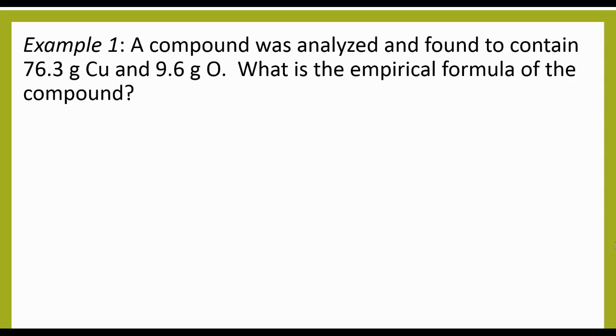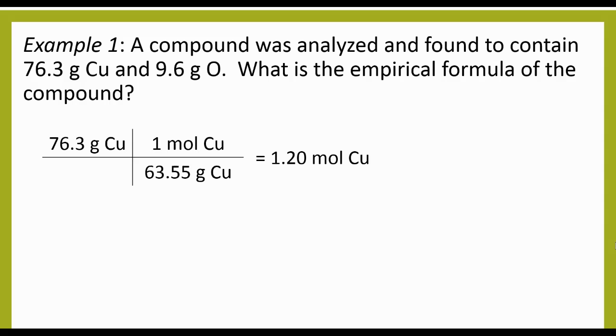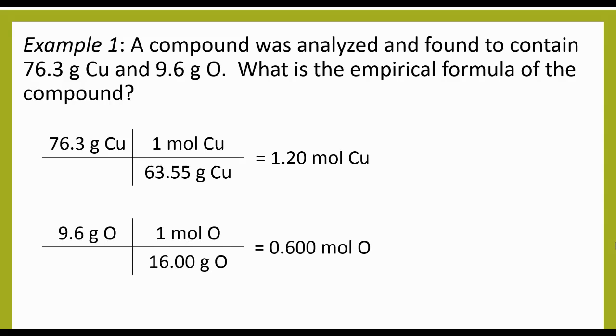A compound was analyzed and found to contain 76.3 grams of copper and 9.6 grams of oxygen. We're being asked to find the empirical formula of the compound. Well, the first thing we need to do is find the moles of each. So we want to find how many moles of copper that is and how many moles of oxygen. So we're going to use the molar mass that we find on the periodic table and divide. We find out, with copper having a molar mass of 63.55 grams per mole, that we have 1.2 moles of copper. And then with oxygen, we find out we have 0.6 moles of oxygen.